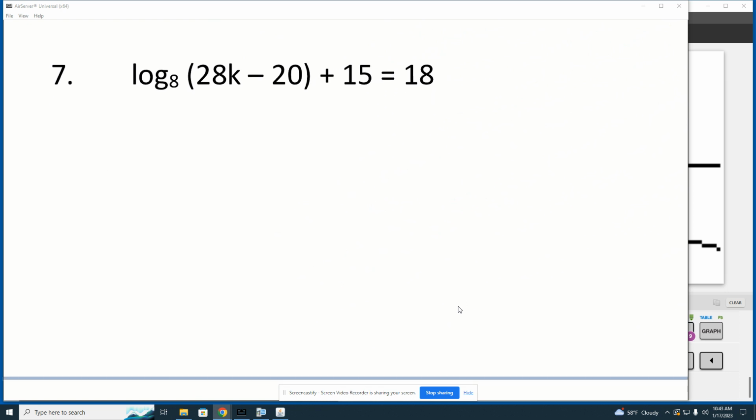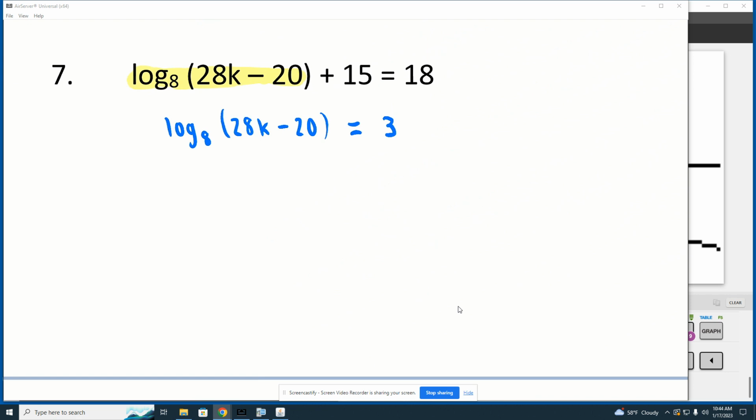Number 7 was the exact opposite type. Now, this did have one little catch. It had log base 8 of the argument, 28k minus 20. But then you also had that plus 15 on that same side. We're not ready to solve until your logarithm is alone. So I needed to move the what? I have to move that 15 first. So how do I move that 15? You subtract 15. So what is 18 minus 15? Now we're ready to go ahead and solve.